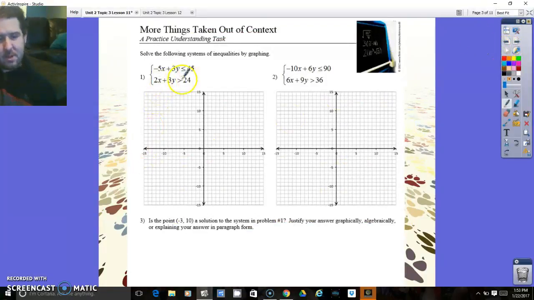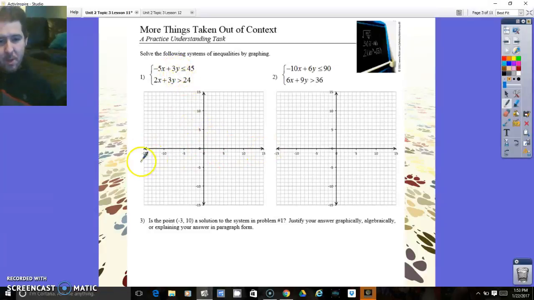Lesson number 11. So we start off with a couple of inequalities, and we're going to graph them like we did with equations by finding the x- and y-intercepts. That'd be easier. Now, you could change this to slope-intercept form and then graph that, but I think that's going to be a couple more extra steps.